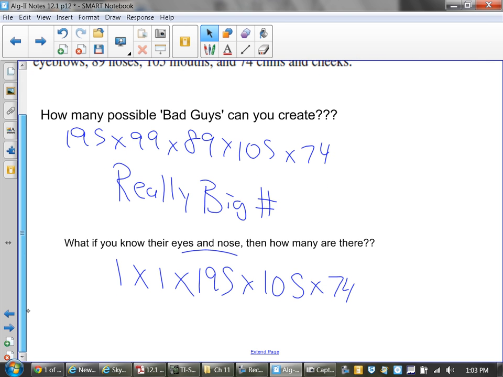So by doing this, his really big number became still kind of big, but smaller. So next time you're robbed, make sure that you pay attention to what the person is wearing and their facial features.